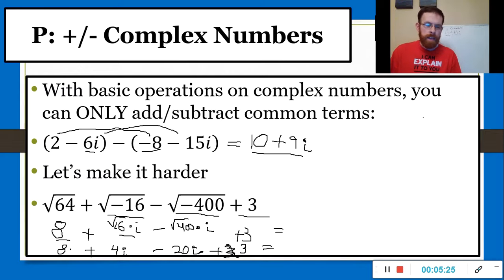So, 8 plus 3 gives me 11 last time I checked. And 4i minus 20i is a minus 16i.